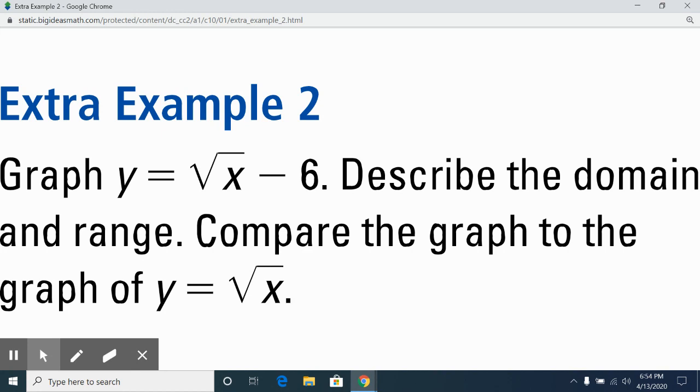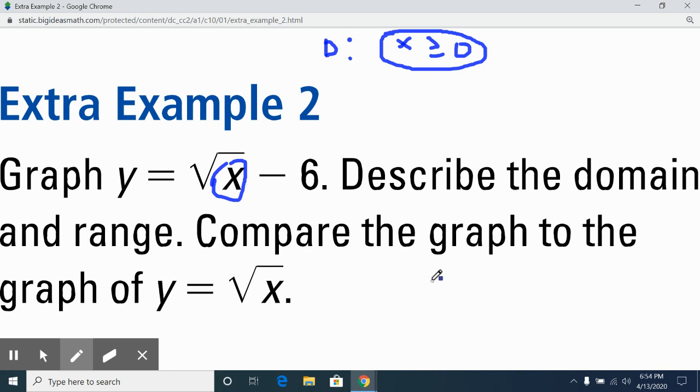Let's try another one. For this function right here, first of all, what you should notice is, again, all that's underneath my square root symbol is an x. So I'm going to say x is greater than or equal to 0, and that's my answer for domain right away. This is my domain: x is greater than or equal to 0.